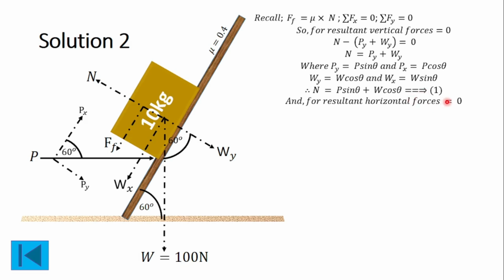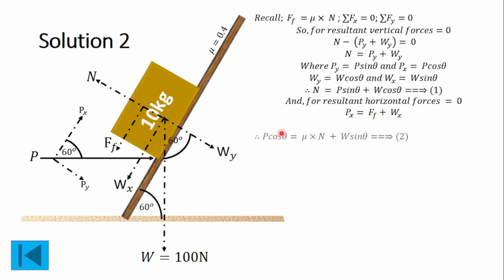Now, let's look at the resultant horizontal forces. The resultant horizontal force, of course, is going to be equal to 0. This is horizontal force, this is vertical. We have done vertical, let's look at horizontal. Where are the horizontal forces? Let's identify them: P sub x, F sub f, W sub x. P sub x is moving up, F sub f is moving down, W sub x is moving down. So P sub x is equal to the sum of F sub f plus W sub x.